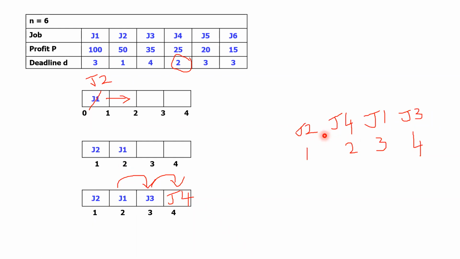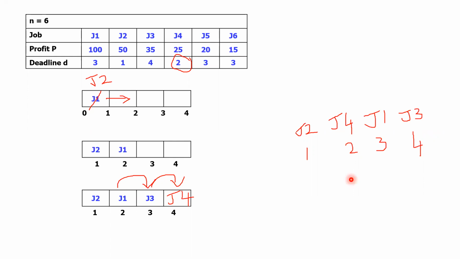So what is this order of the jobs? The order of the jobs is J2, J4, J1 and J3. Now check whether this is a feasible solution. Yes, it's a feasible solution. For all the jobs, their deadlines are being satisfied.